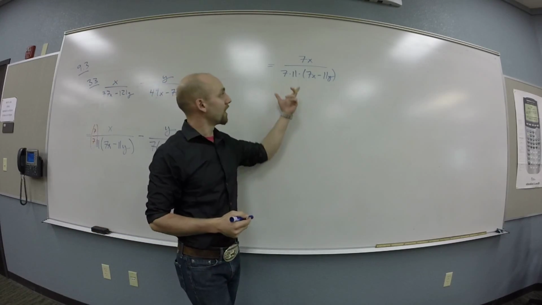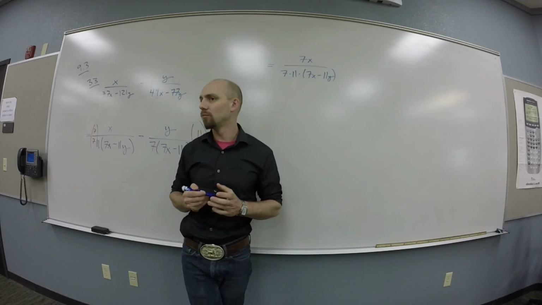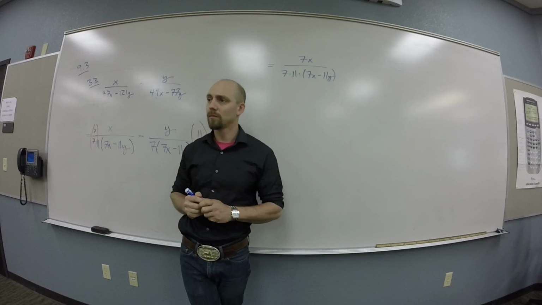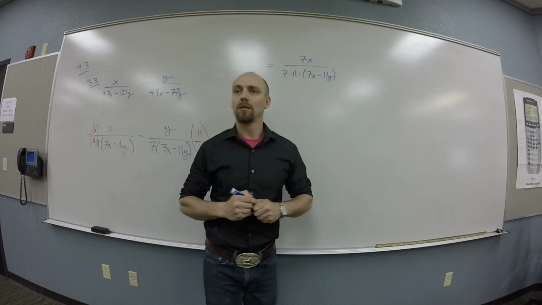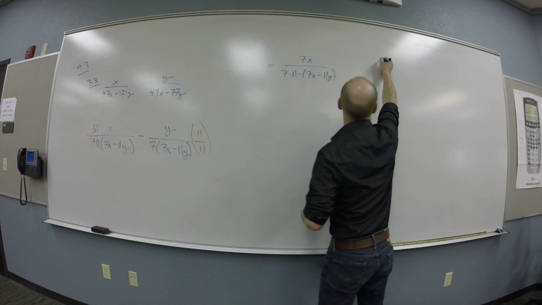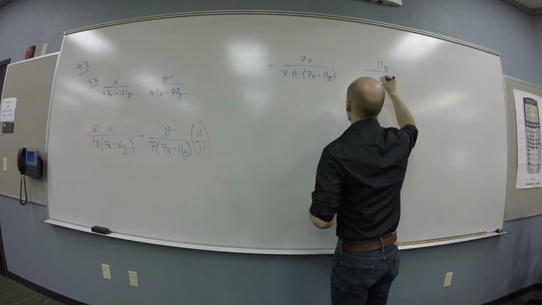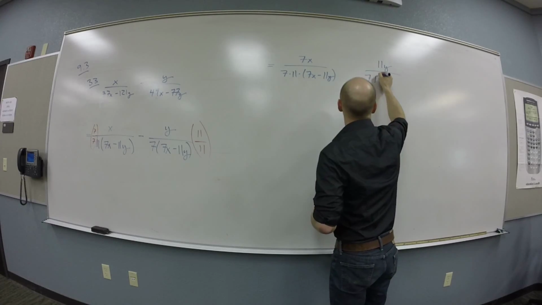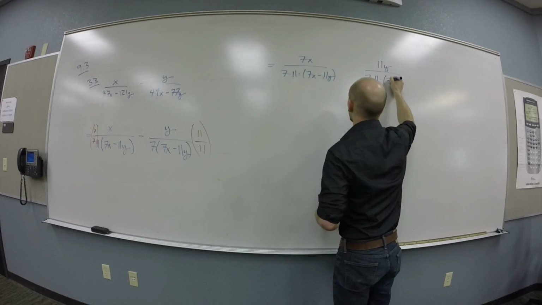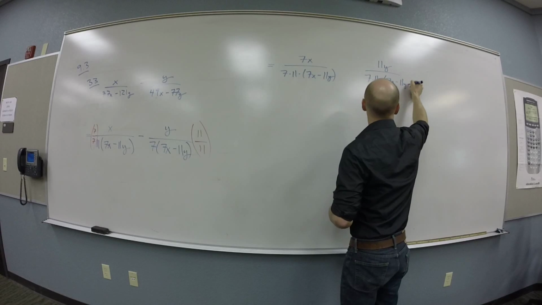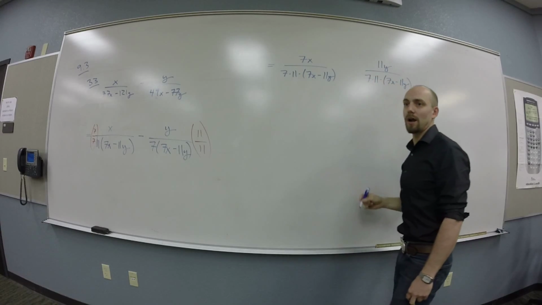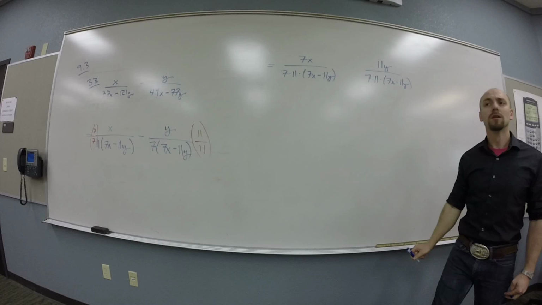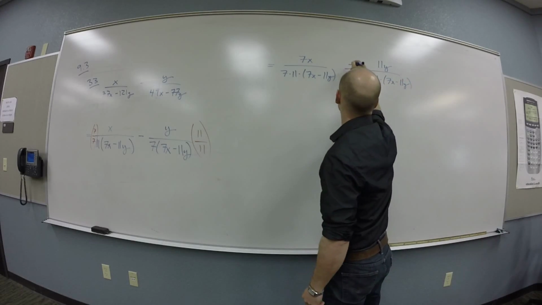Okay, so I got my 7x over the common bottom, and what am I going to have in the second term? 11y, and that's going to be also over my common bottom. Okay, and how are these combined? Yeah, they're supposed to be subtracted.